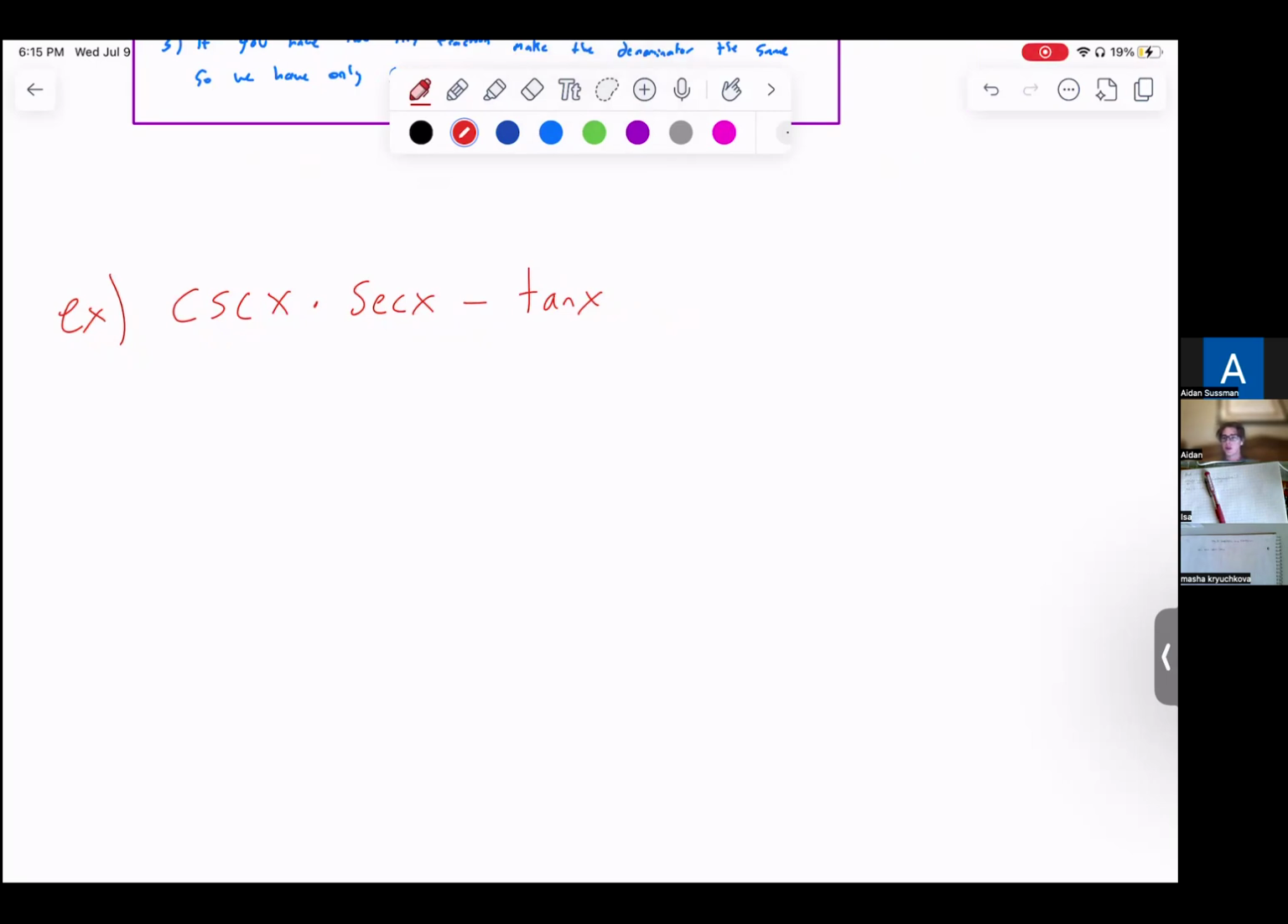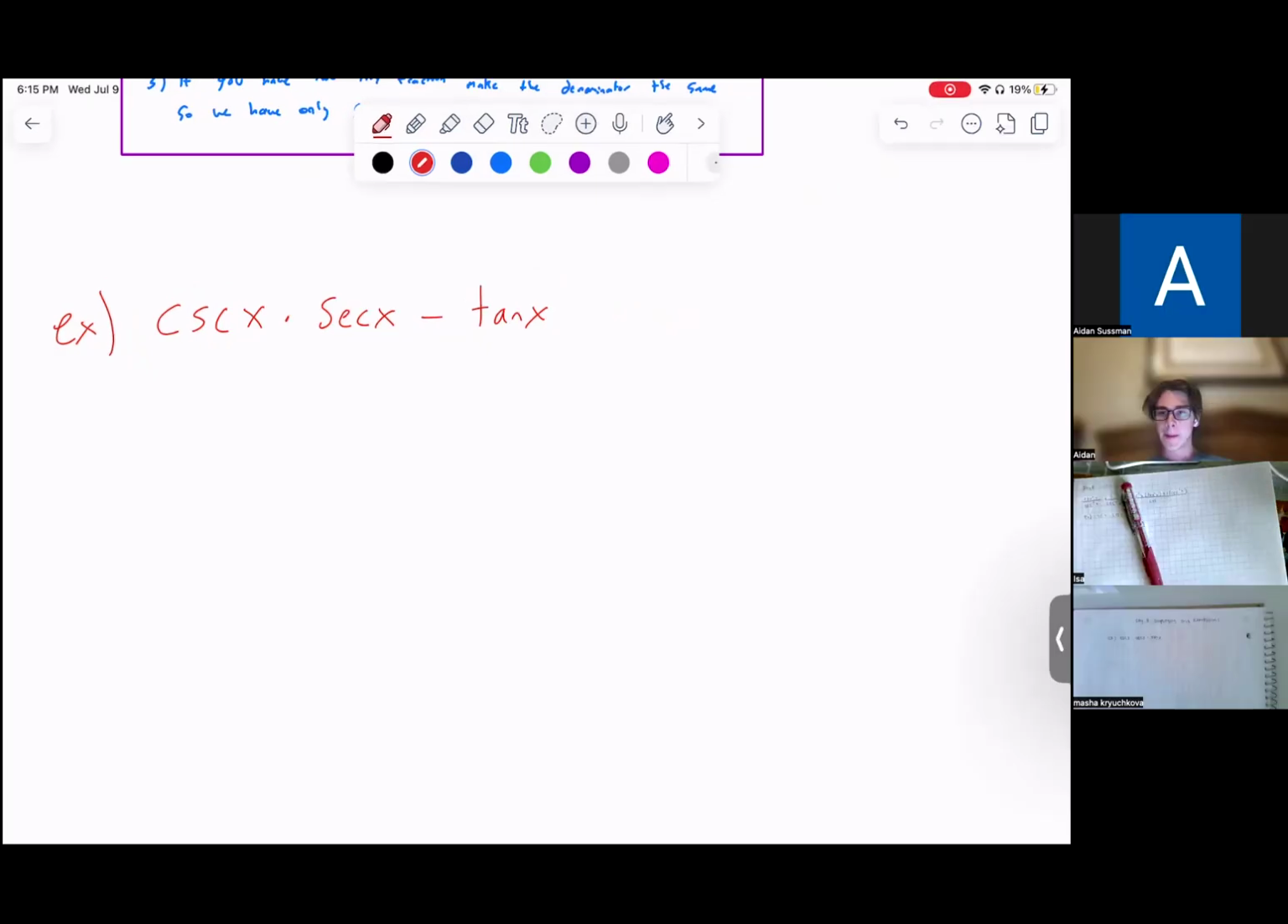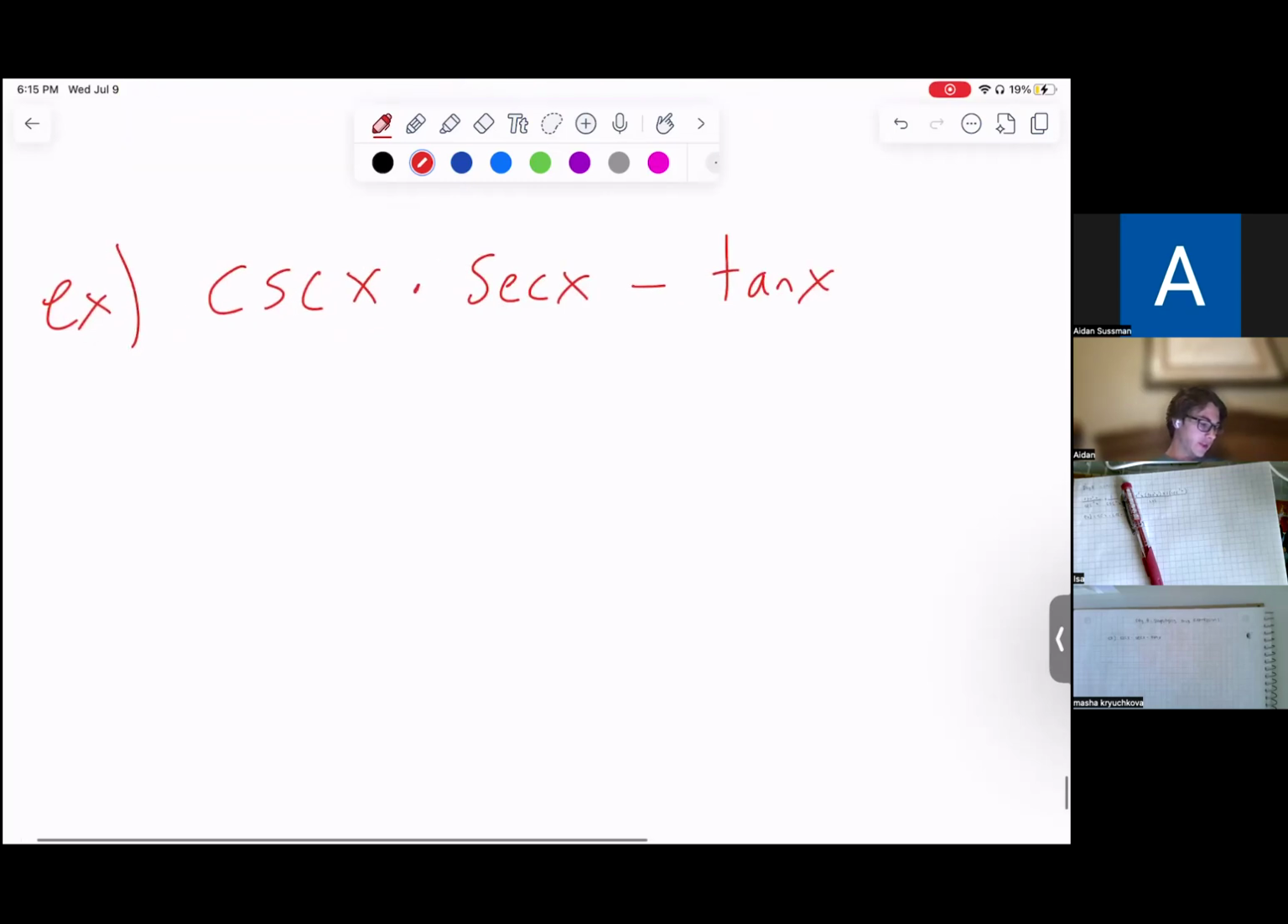I think you're muted. Say that one more time. Okay, is it to make cosecant into... undo it? Yeah, what can we make this into? What's it equal to? It's one of our identities. So take a look at our little cheat sheet. Which identity would it be?